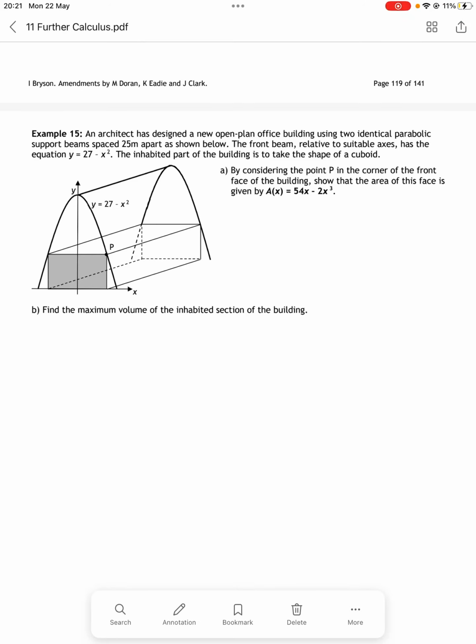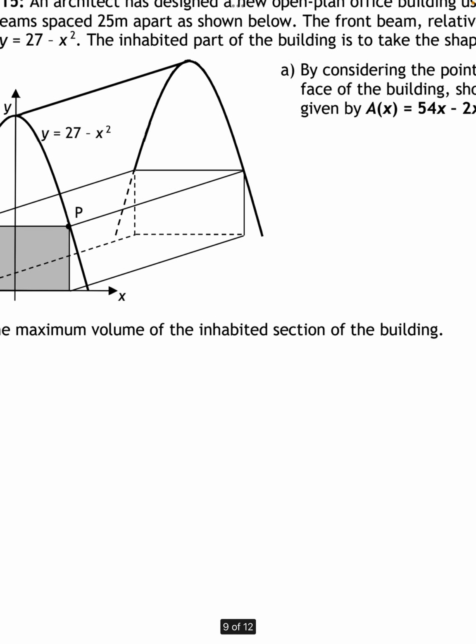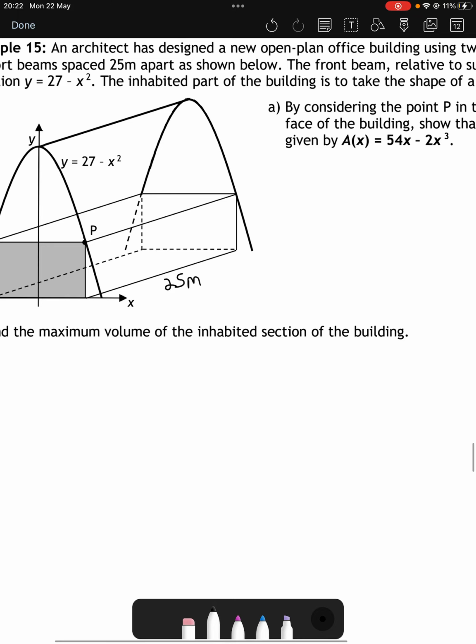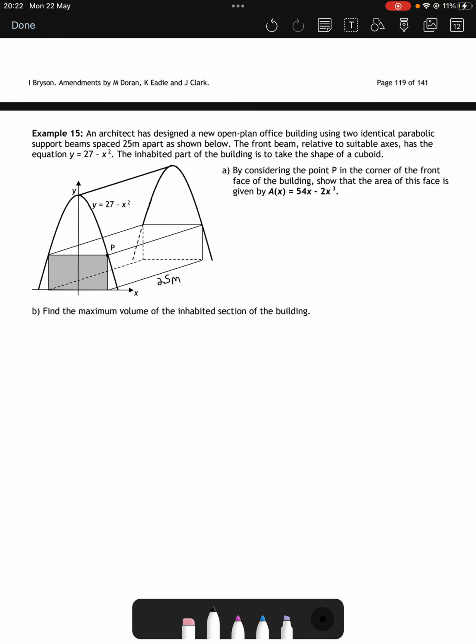Okay, we have example 15 up next. An architect has designed a new open plan office building using two identical parabolic support beams, spaced 25 metres apart as shown below. So that means this wee bit here is 25 metres apart. The front beam relative to the axis has the equation given. The inhabited part of the building is to take the shape of a cuboid, which you can see in the diagram. By considering the point P in the corner of the front face of the building, show the area is given by that.